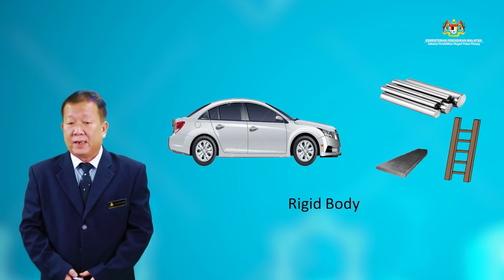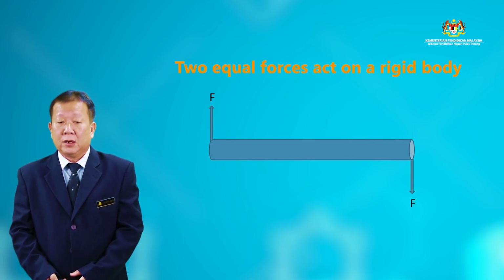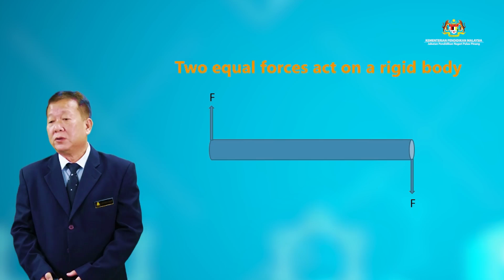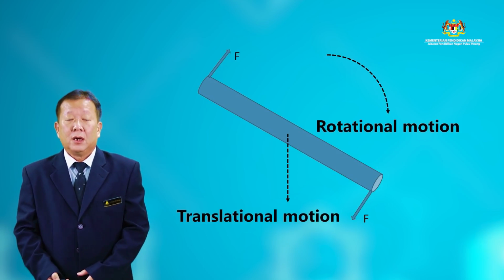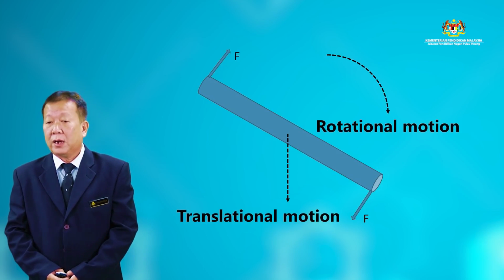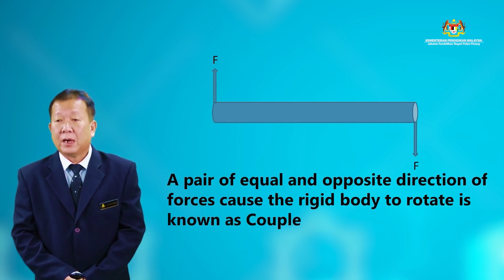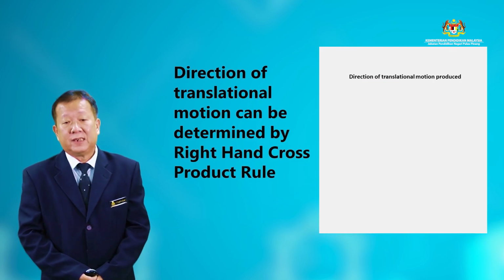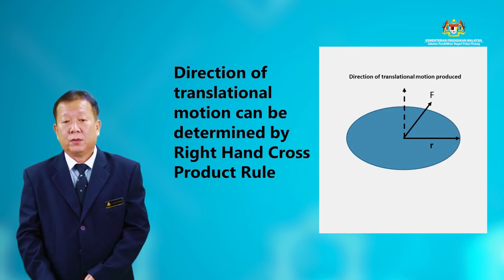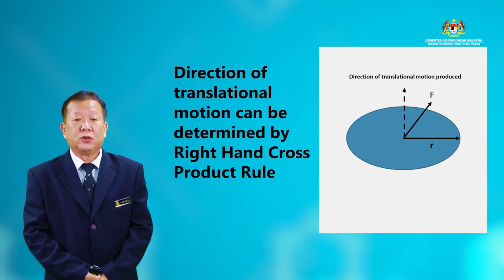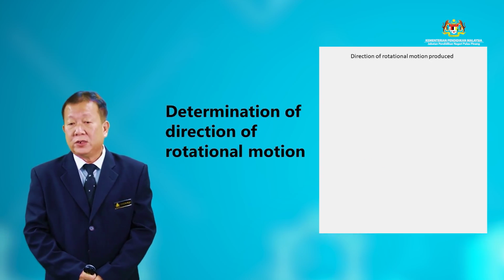If a rigid body is exerted by two forces equal in magnitude and opposite in direction, the rigid body will experience two motions, which are rotational motion and translational motion. A pair of forces equal in magnitude and opposite in direction that cause a rigid body to rotate is called a couple. Direction of translational motion can be found by using the right-hand cross product rule. Direction of rotational motion can be determined by considering the forces acting on the rigid body.